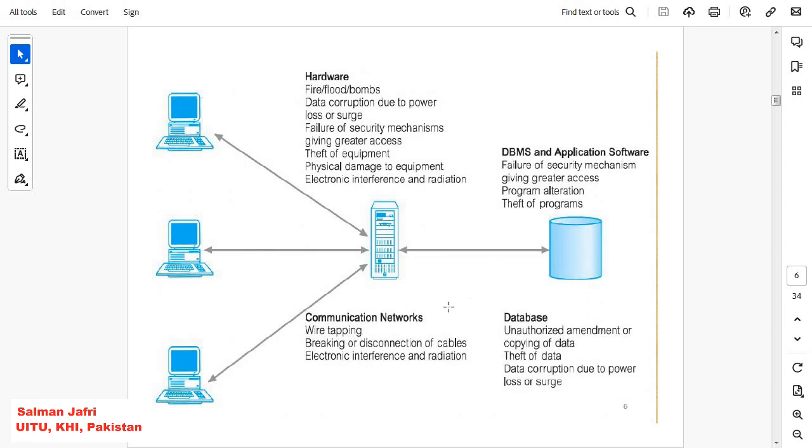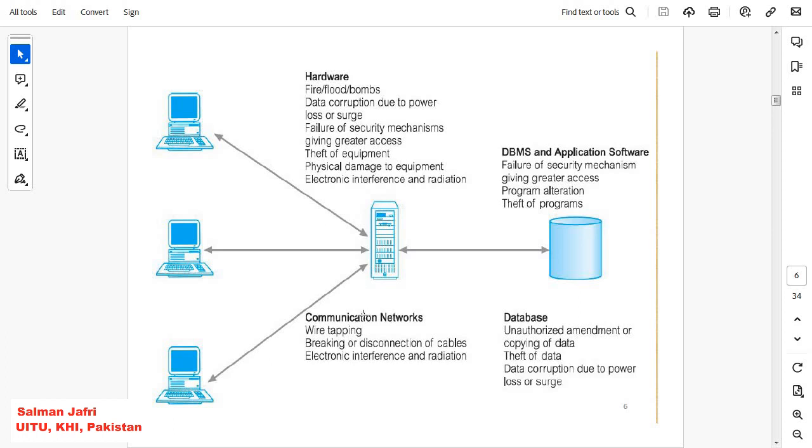So these are some of the threats that are happening against different kinds of activities. Against the hardware, you might have fire, bomb, floods, data corruption due to power loss, failure of security mechanisms giving greater access, right? Theft of equipment, if someone runs away with your server, so that's a threat, right?